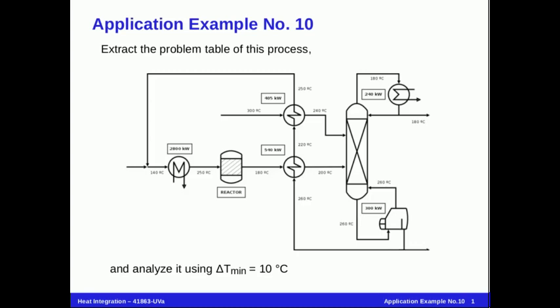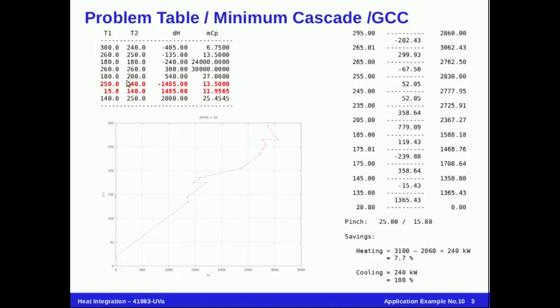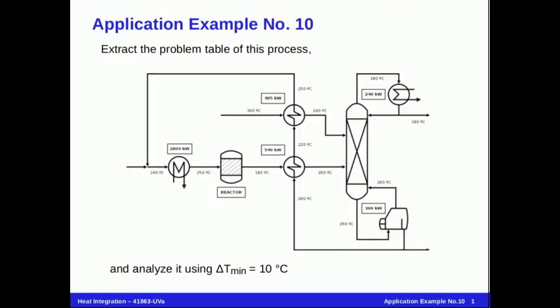And then for the cold streams, we have the reboiler, a flat stream at 260, exchanging 300 kilowatts, and the outlet of the reactor, 180 to 200, exchanging 540 kilowatts. You can see those two here in the problem table. The last evident cold stream is the entrance of the reactor being heated from 140 to 250 with 2800 kilowatts.